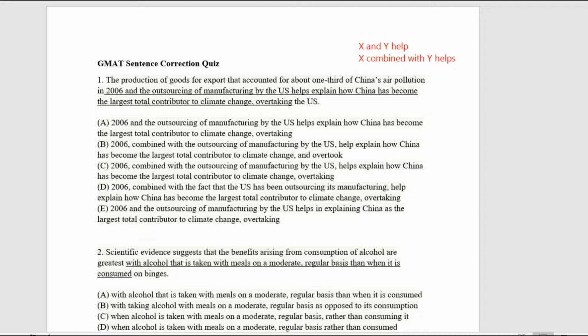So for example, for A, we see "and the outsourcing helps." It's wrong. It should be help. B, combined with, it should be helps, and with combined heat, it's singular because there's a main subject. It's wrong. C, helps, combined with helps, right? D, help, wrong. E, "and the outsourcing helps," wrong. So we can basically choose the answer C, but also there is a point with overtaking and overtook. Which one is correct?